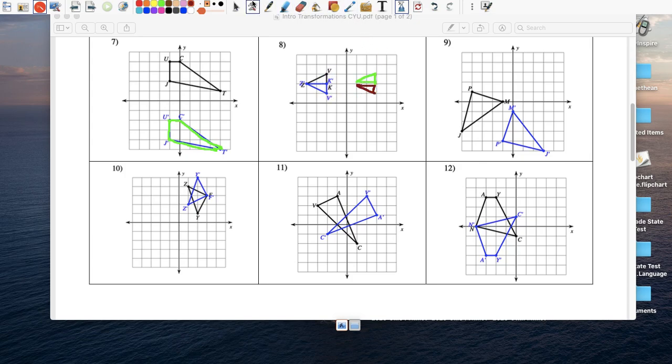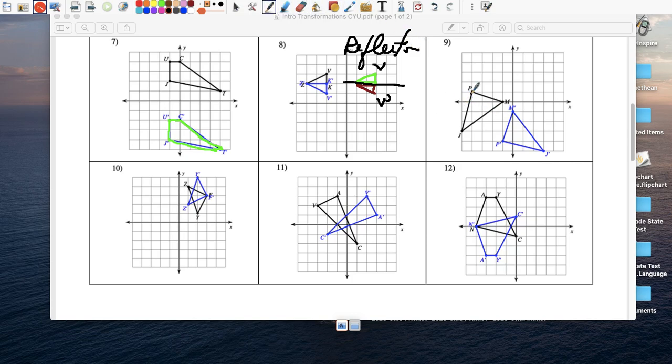So this is point V, the original. Let me write it. That's point V. This is V prime. That's my mirror. So you definitely know that this is a reflection because the green triangle is flipped over. It's flipped over y equals 2, and the result is that red triangle. So that's a reflection.